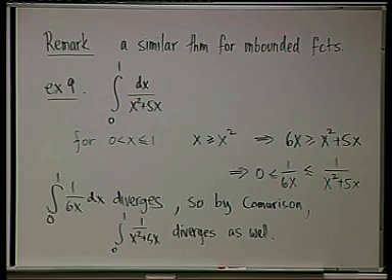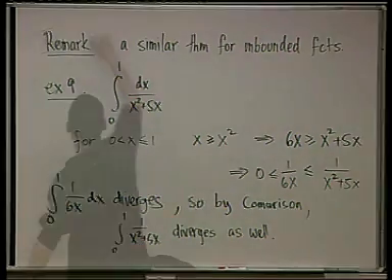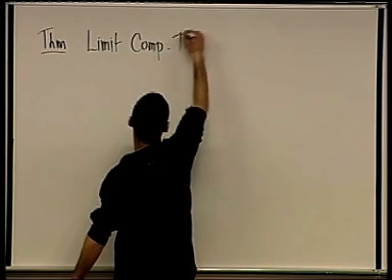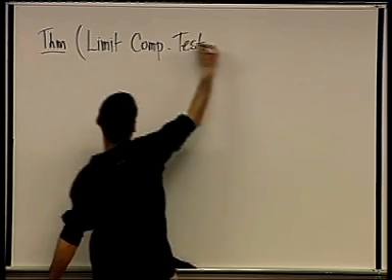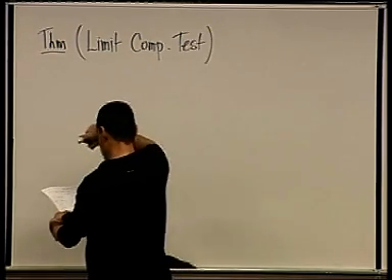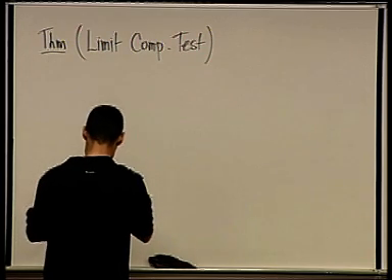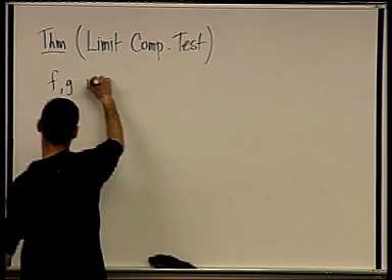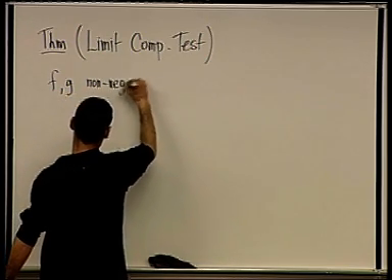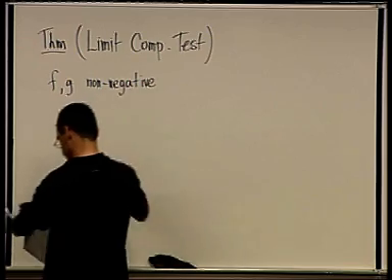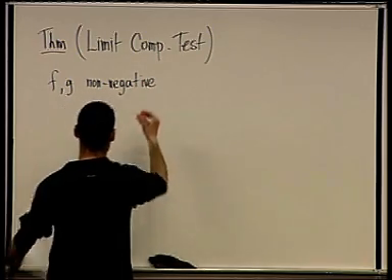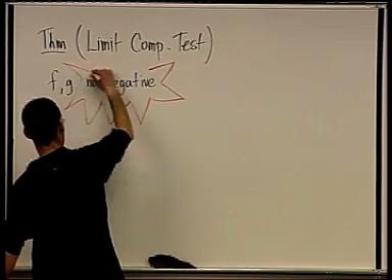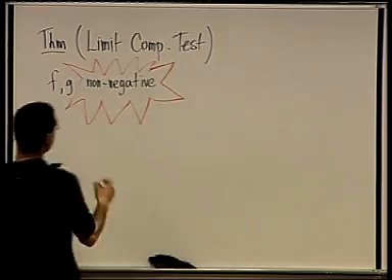Theorem. This is called the limit comparison test. And it says the following. F and G as before. F, G, non-negative. You need to emphasize this, right? Non-negative.